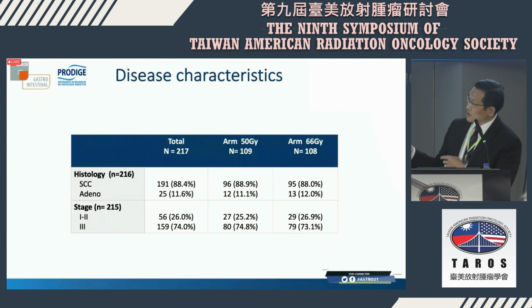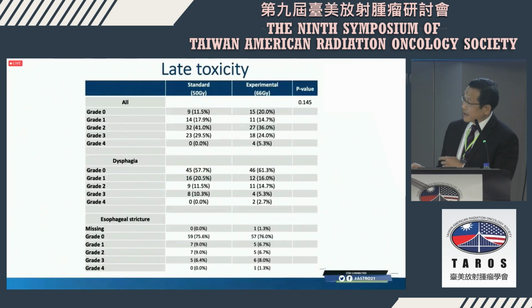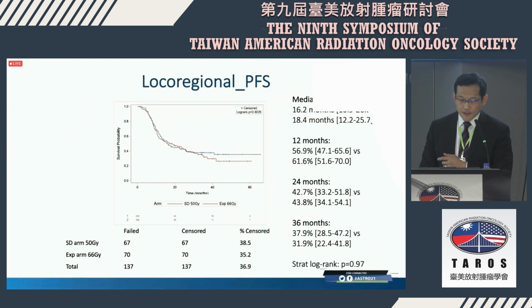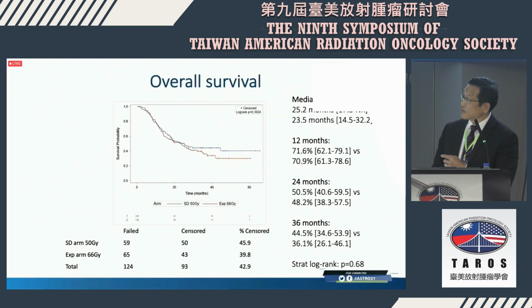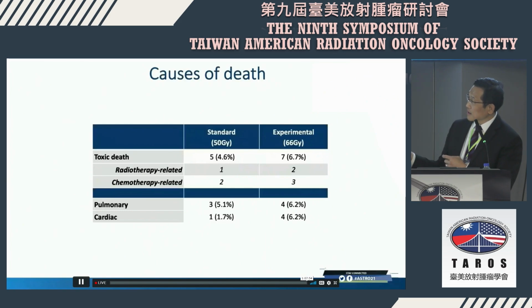So the randomization is 66 gray versus 50 gray. The experimental arm is 66 gray. Again, the p-values are not significant, but numerically, again, worse toxicity, particularly grade 3 to 5 toxicity in the 66 gray arm compared to the 50 gray arm. But no difference in local regional control, no difference in local regional progression-free survival, no difference in overall survival, again worse in the higher dose arm here. And the causes of death, again, are numerically higher in the experimental group for both pulmonary as well as cardiac toxicities.